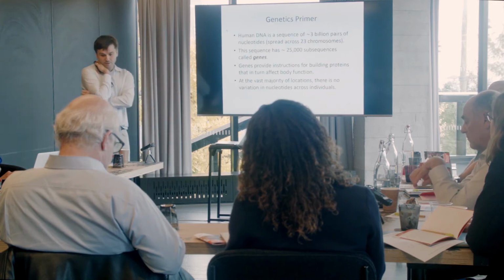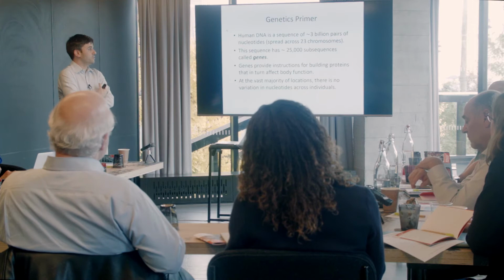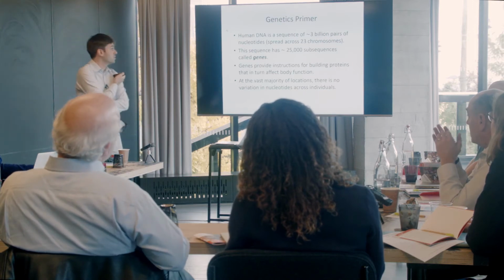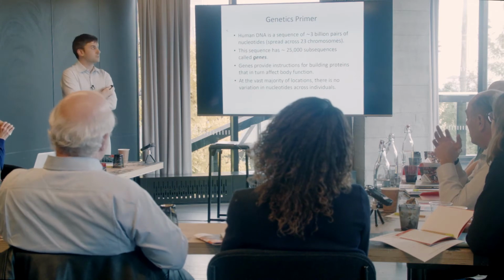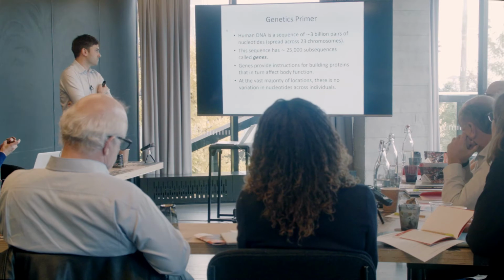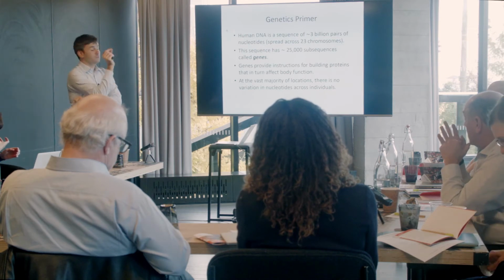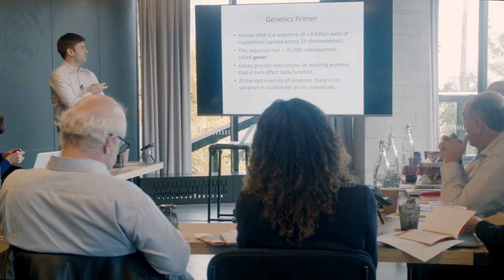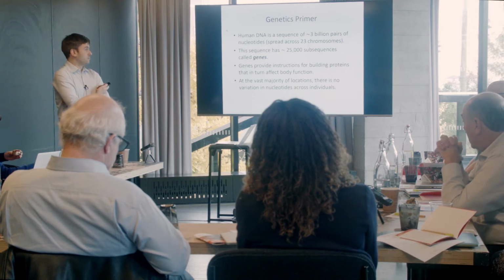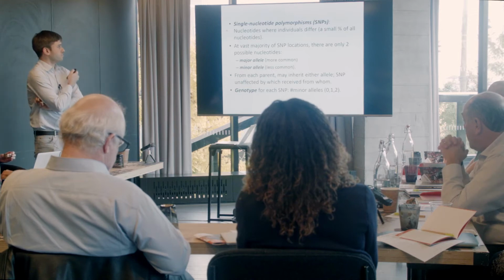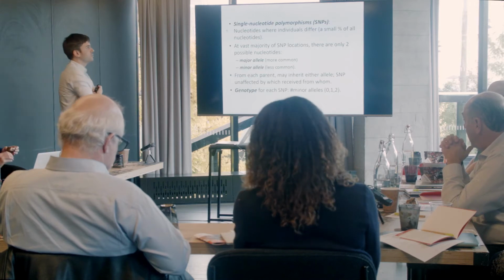So very briefly, human DNA is a sequence of roughly 3 billion pairs of nucleotides that are spread across 22 autosomes and a sex chromosome. This sequence has subsequences that are called genes. They basically provide instructions for building proteins. And at the vast majority of these 3 billion locations, there are no differences across people in the nucleotides that they're endowed with. But at some locations there are differences. And such locations are sometimes known as SNPs, single nucleotide polymorphisms.